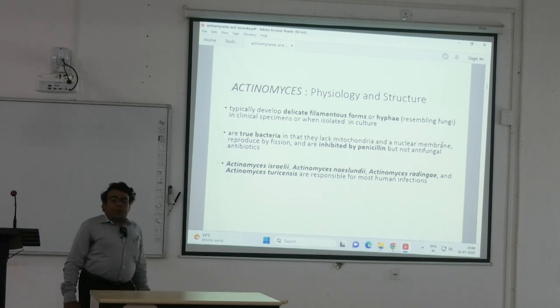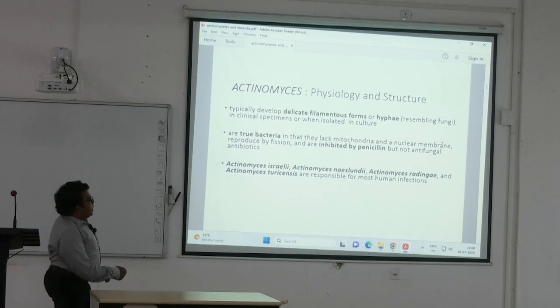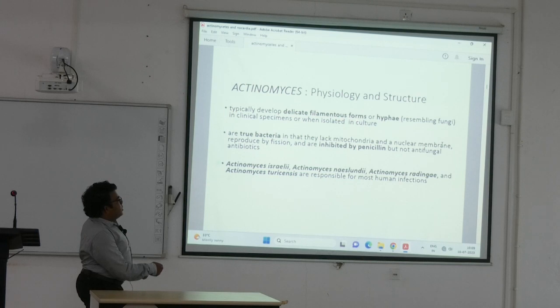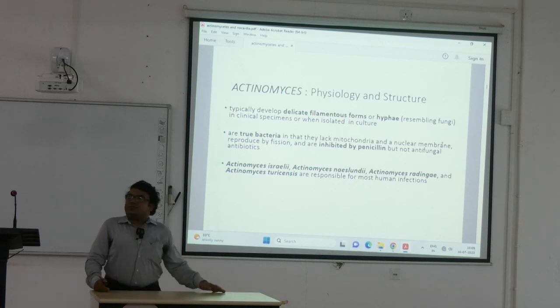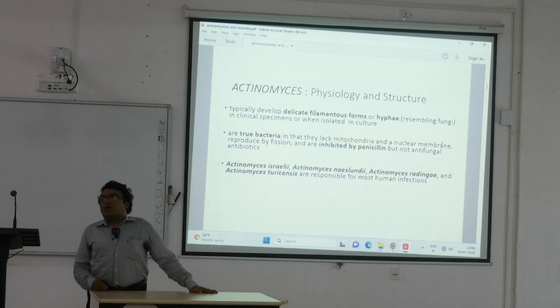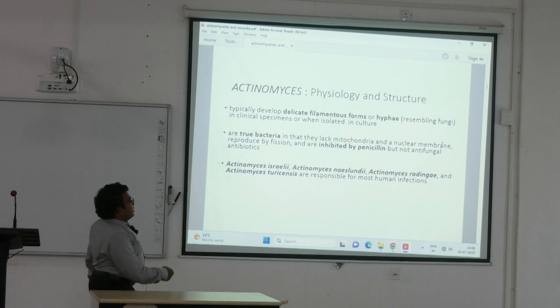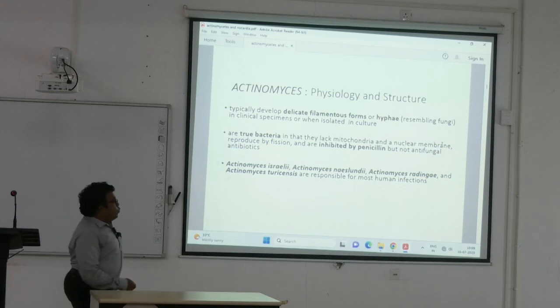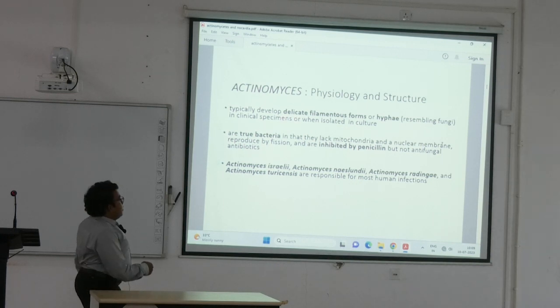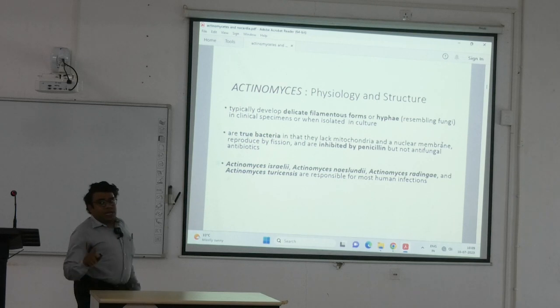Now, here comes the important part. When these are isolated from clinical specimens or in culture, we can see delicate filamentous forms. Filament means thin rod-like forms. These are commonly associated with fungi. Hence, they were initially thought to be fungus and the name actinomyces was given. However, they are true bacteria, they are not fungus.